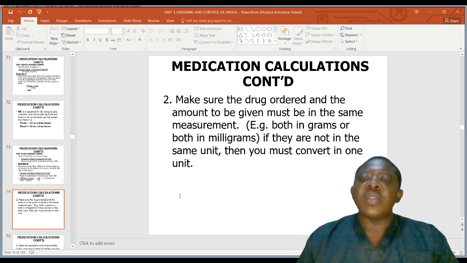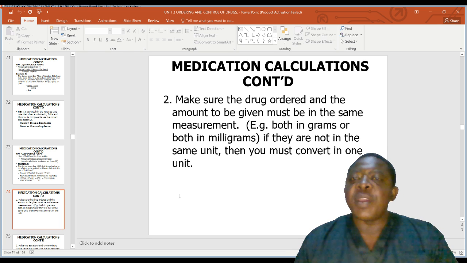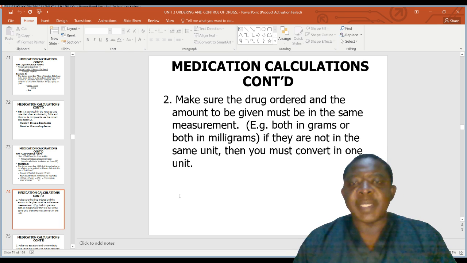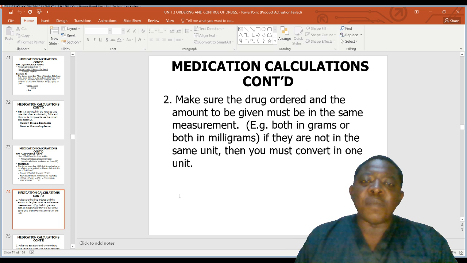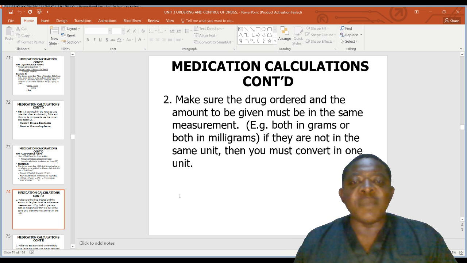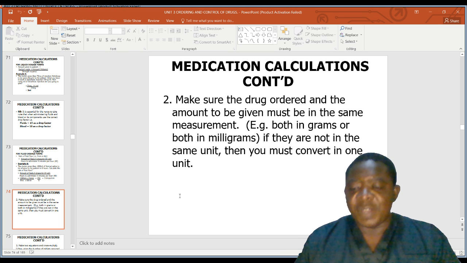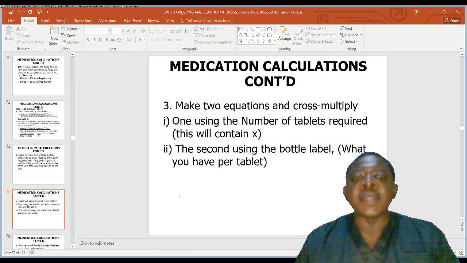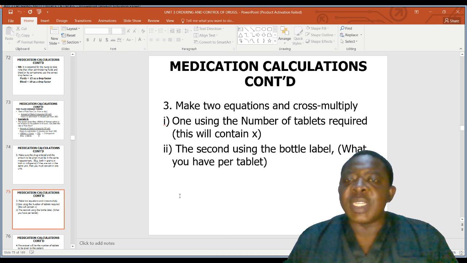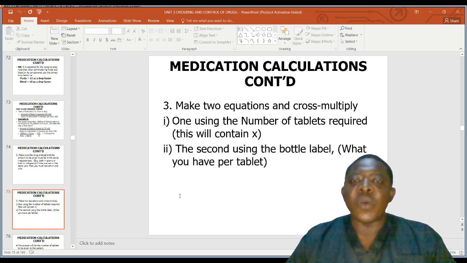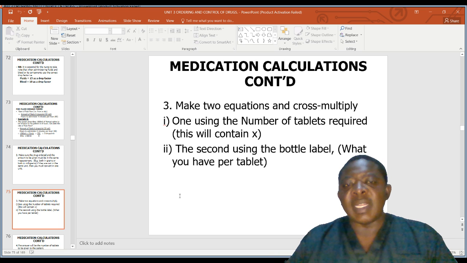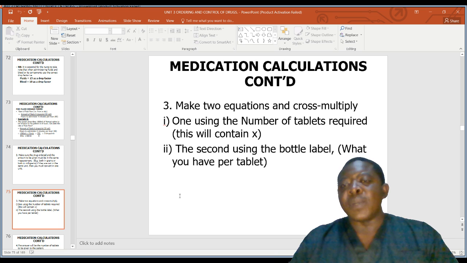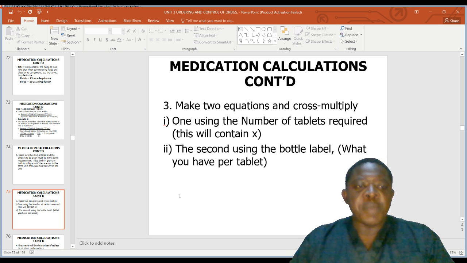So make sure the drug ordered and the amount to be given are in the same measurement. If they are not in the same measurement, you're not going to find the correct answer. Both in grams or both in milligrams. If they are not in the same unit, then you must convert one into the other unit. So you make two equations and cross multiply, one using the number of tablets required, and the second using the bottle label, what you have per tablet.